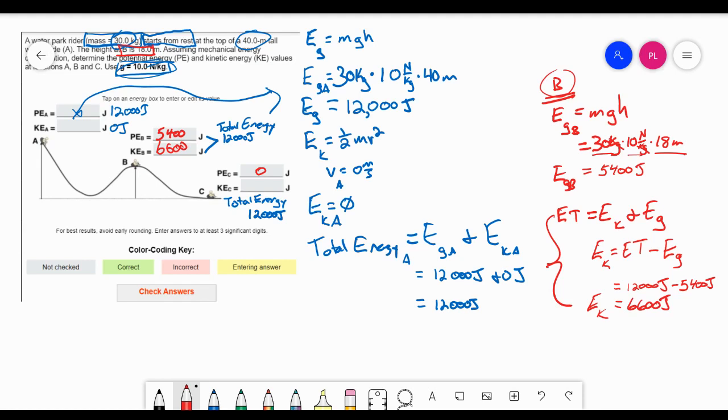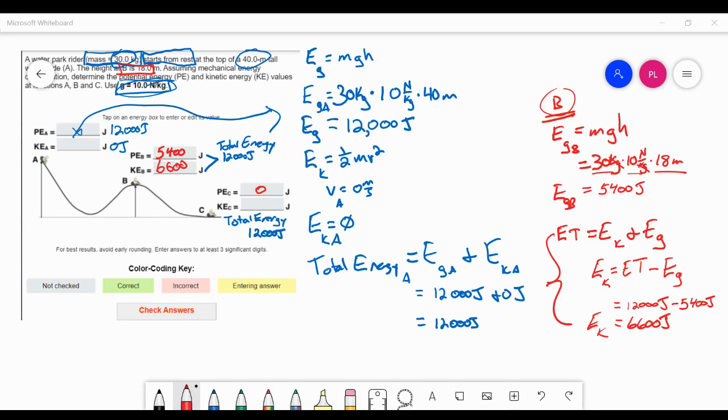That should do a pretty good job of setting us up for getting this problem done. And that should do a pretty good job of setting you up for the next question as well.